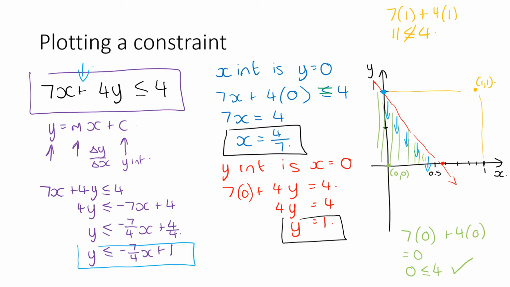And then we've also looked at the point of, if you're still not sure or you're not happy with those approaches, you can take a point on either side of the line, or one point on the one side of the line, check it. If it matches the conditions, then everything on that side of the line is where the constraint is being met.